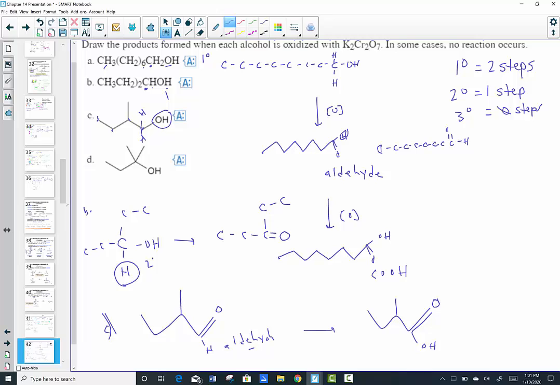And letter D, notice that the carbon is already filled with 4 bonds, a tertiary alcohol, so no reaction. Doing great.